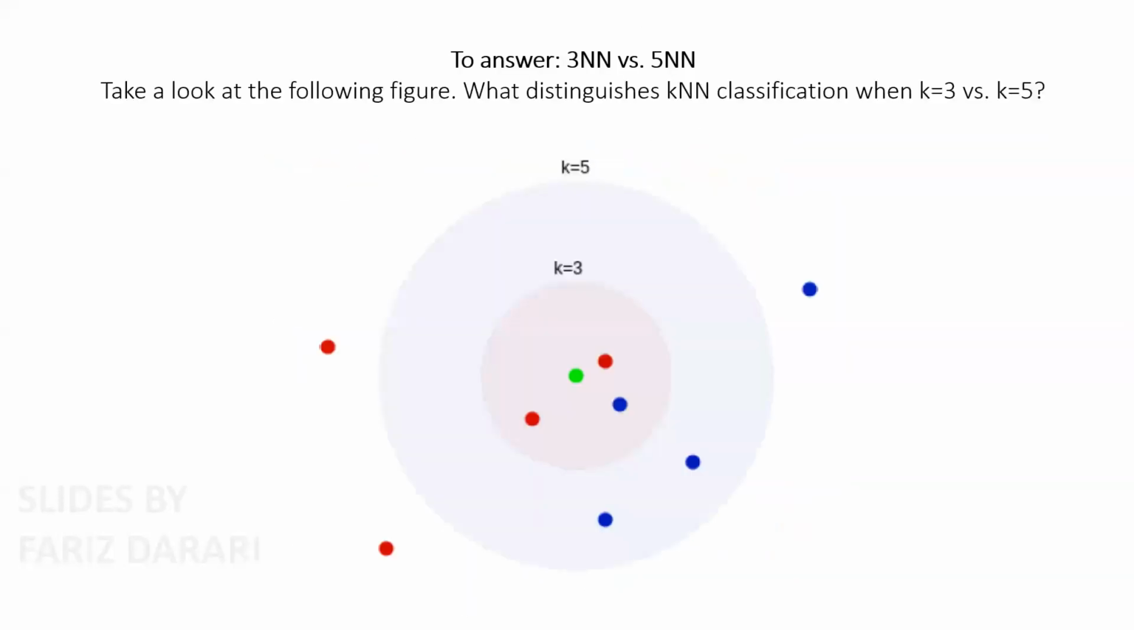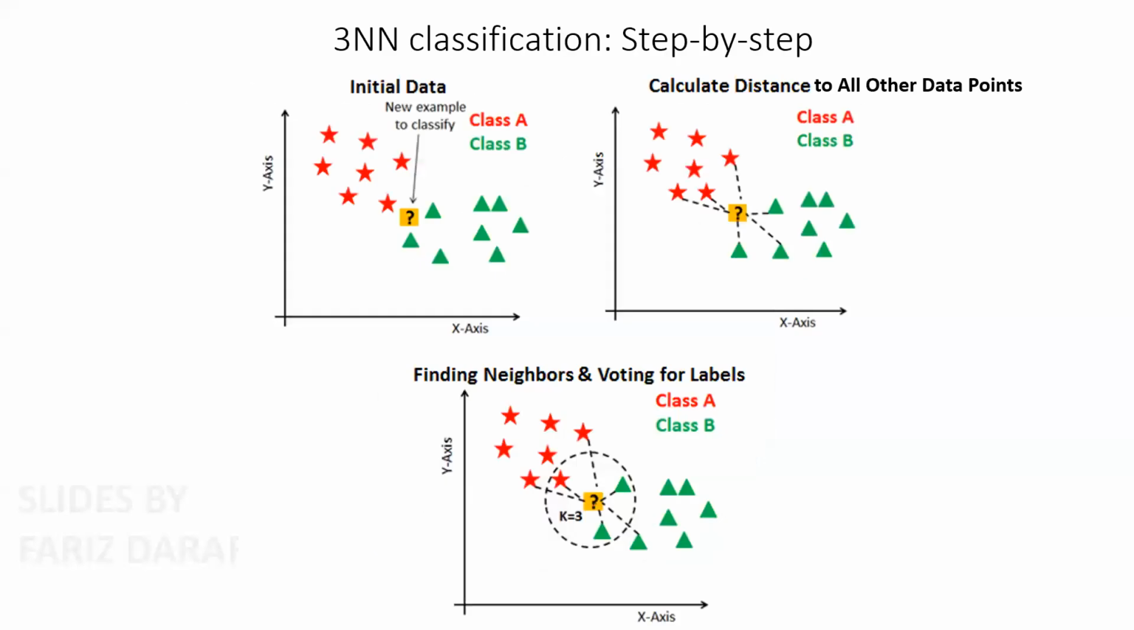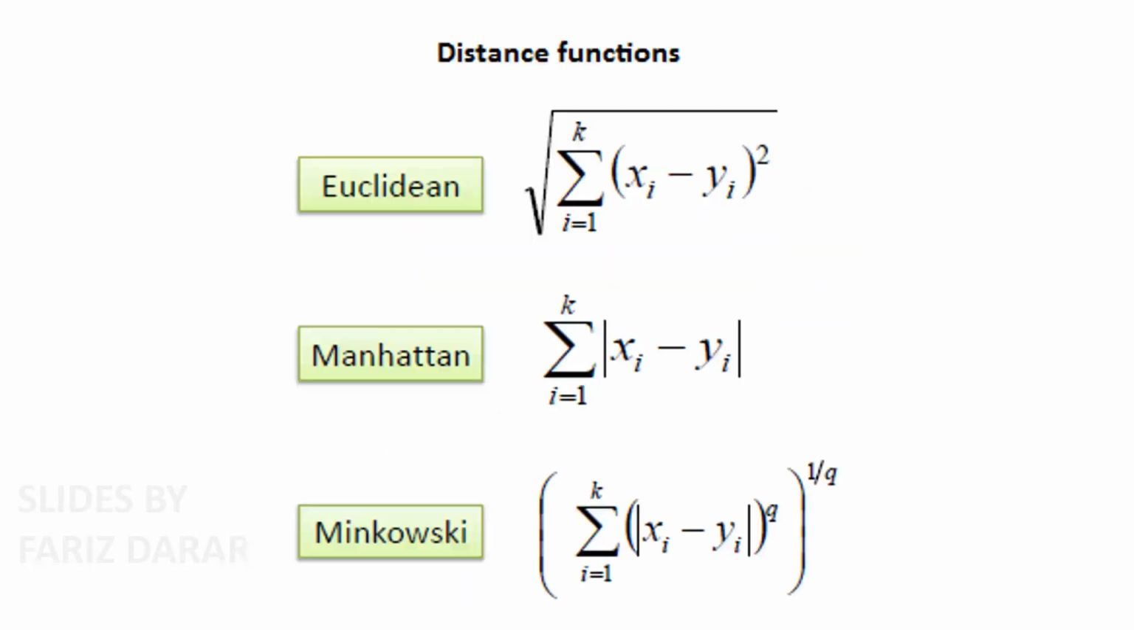Well, you should know the difference between different cases, and then you should know how nearest neighbors classification works, and then how different distance functions might sometimes give different results.